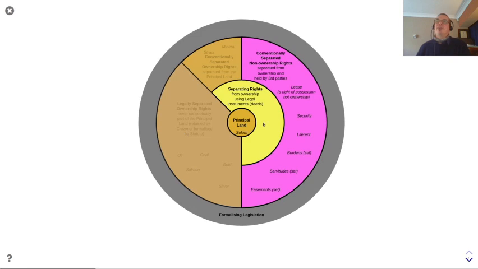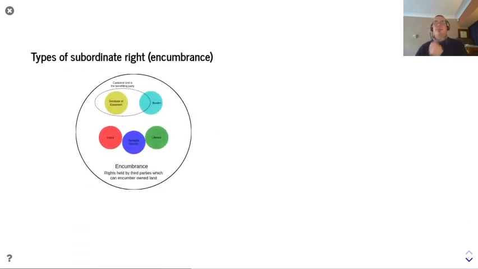And so if we get back to our kind of dartboard of rights with our principal land, and using conveyancing techniques, you can separate out these non-ownership rights, and they can be granted to a third party. So it's lease, security, life rent, burden, servitude, easement, a whole range of different right types.